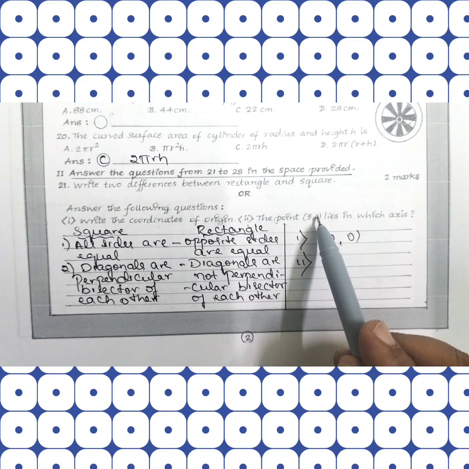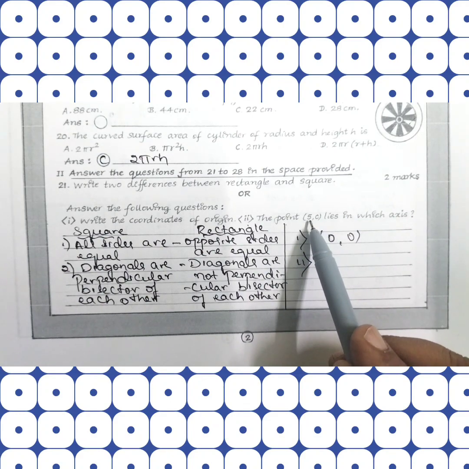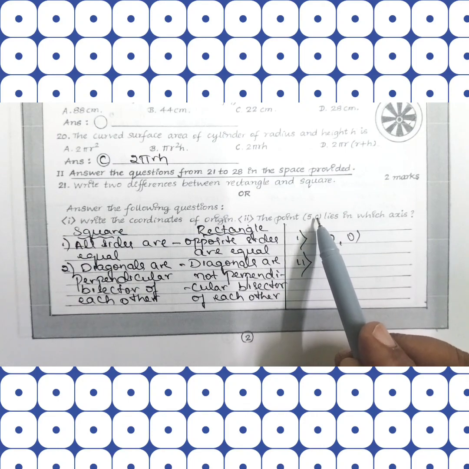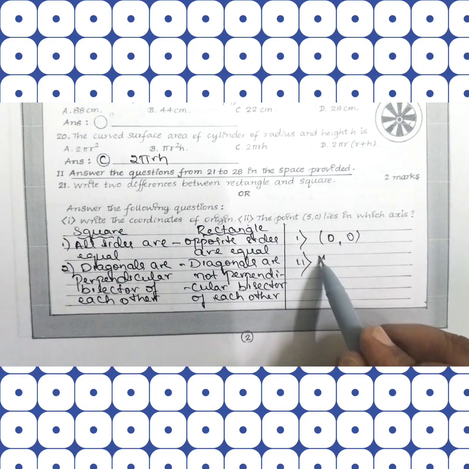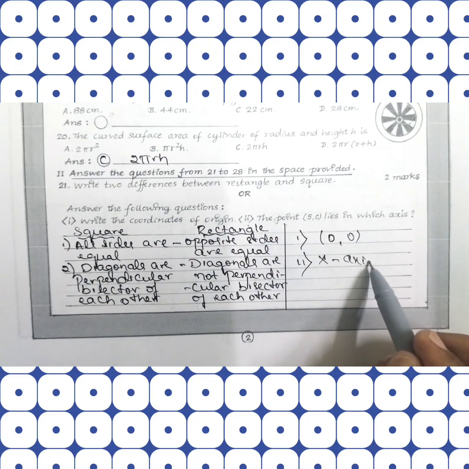Here y is 0 and x is 5, so this point lies on which axis? It lies on x axis. So this is the answer for 21st.